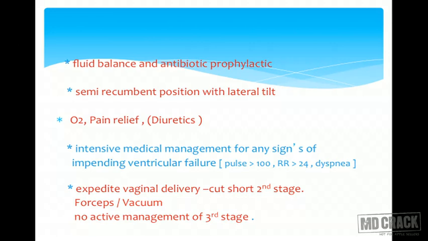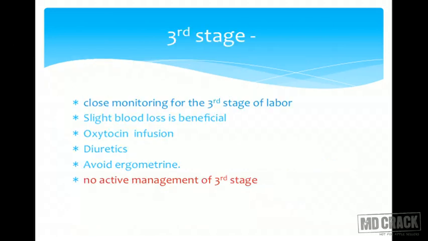And the most important thing which we routinely do, that is injection methergine which we give, is totally contraindicated in heart disease patients, because methergine will cause sudden retraction of the uterus and there would be sudden autotransfusion. That means the blood would be going into the circulation suddenly. So no active management with methergine for cardiac disease in the third stage.